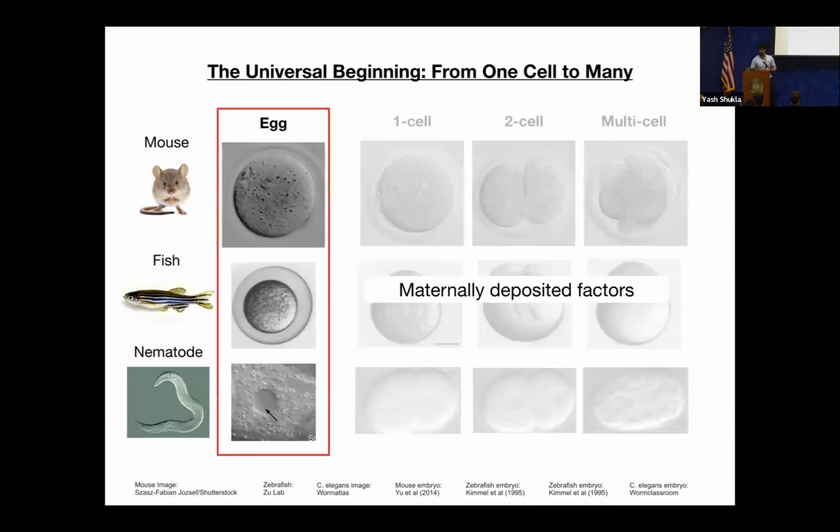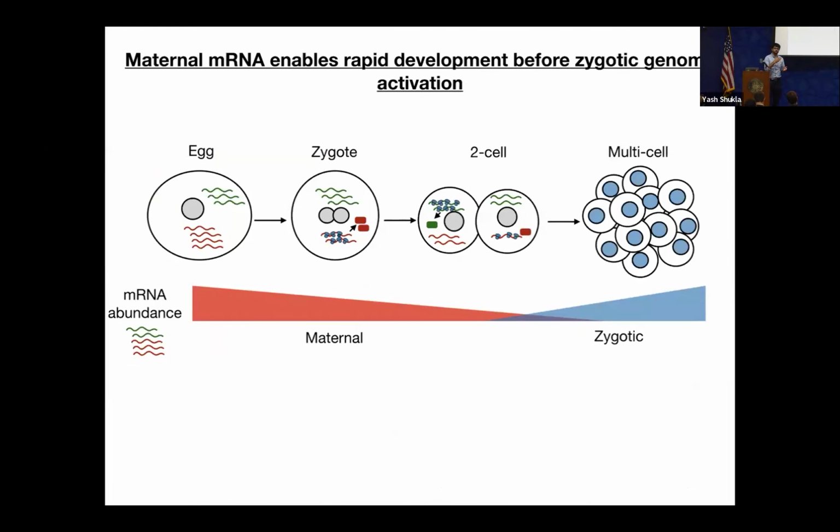However, what really establishes this is this very large egg, which provides these maternally deposited factors that allow early embryogenesis to happen very rapidly. So what I am studying is how maternal mRNAs regulate this early embryogenesis before zygotic genome activation. A lot of these maternal mRNAs are present early on, and they're carefully regulated to produce protein at the right place and right time. And this happens before this maternal to zygotic switch, where the zygotic genome is activated and produces its own transcripts and proteins and so on and so forth.